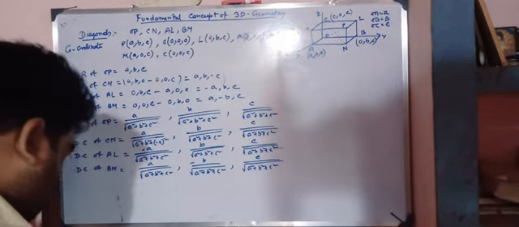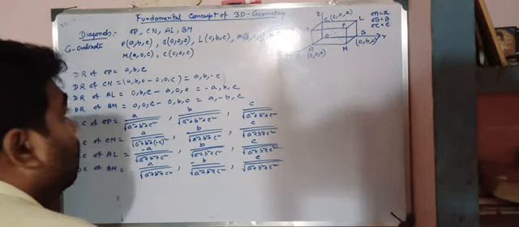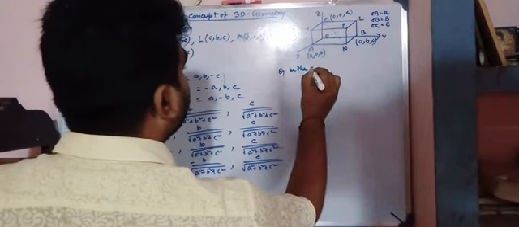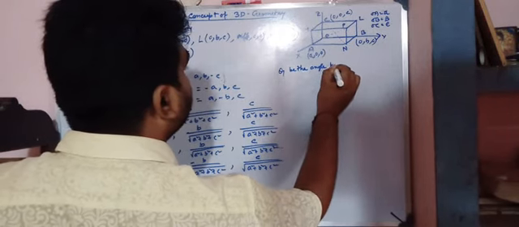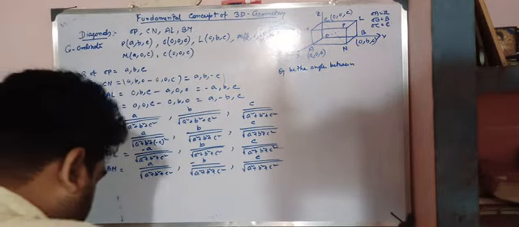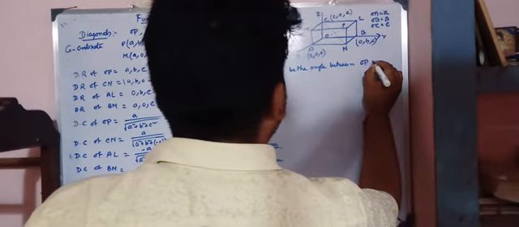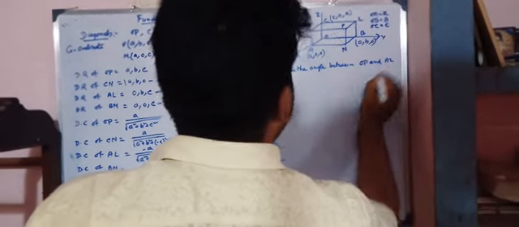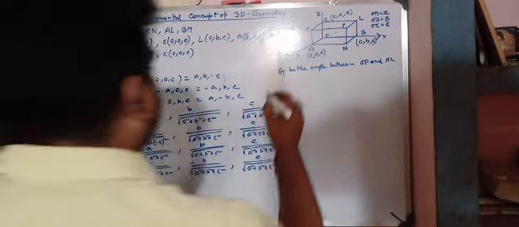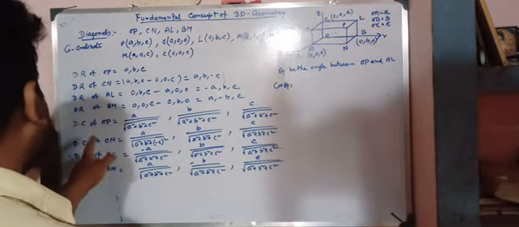Okay. So let theta 1 be the angle between OP and AL. We are taking OP and AL. Okay, so cos theta 1 should be for OP and AL.